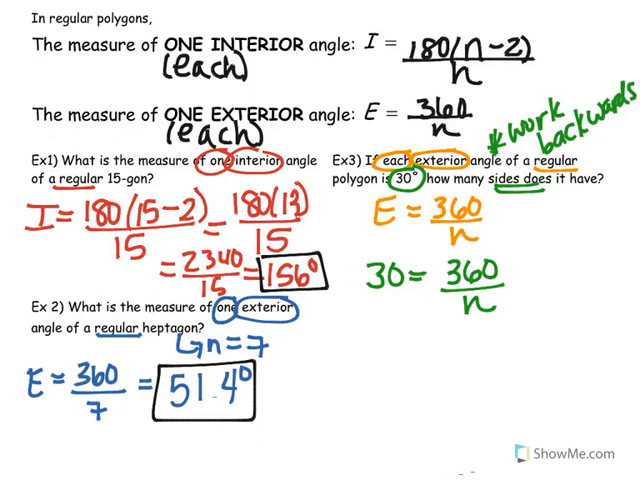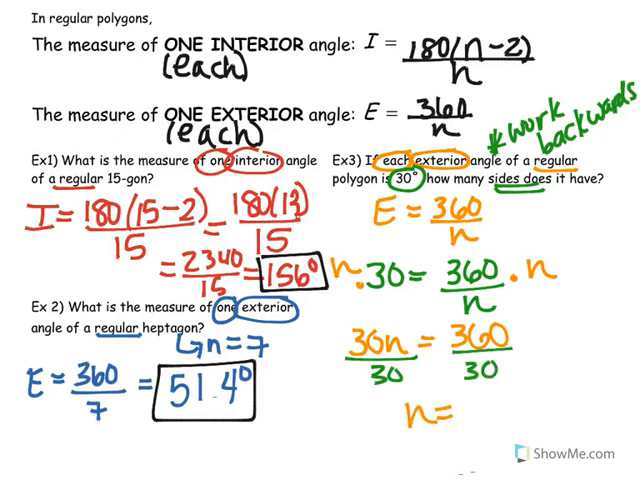And how do I solve this equation? Now, I don't want n to be in the denominator, so I'm going to undo the division and use multiplication to multiply it to the numerator, and get 30n equals 360. And then this is an easier equation to solve from here, because then I can just divide by 30 on both sides, and I can get that n equals 12. All right, so if I get 12 for my n value, that means I had 12 sides.